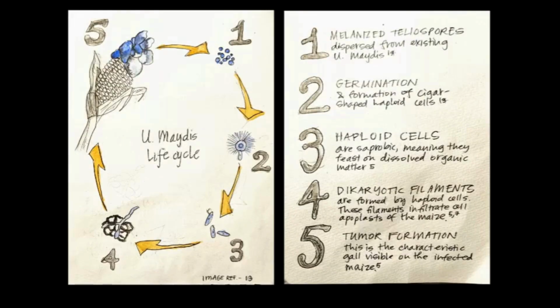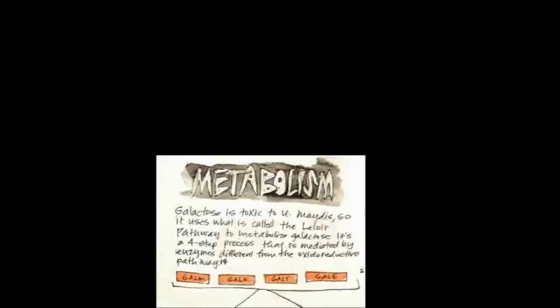This is a simplified diagram of its life cycle. Those teliospores that we talked about earlier are step 1. They come from existing Ustilago maydis, and they then germinate in order to become those cigar-shaped haploid cells. And those haploid cells are saprobic, meaning they eat dissolved organic matter to become dikaryotic filaments, which then infiltrate the extracellular space of that corn plant. That's where these tumors are formed on the corn.